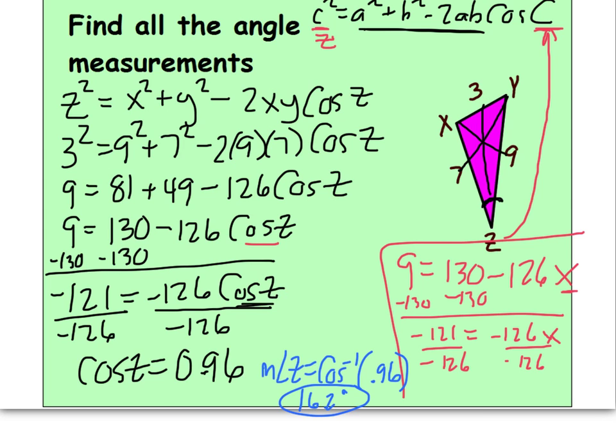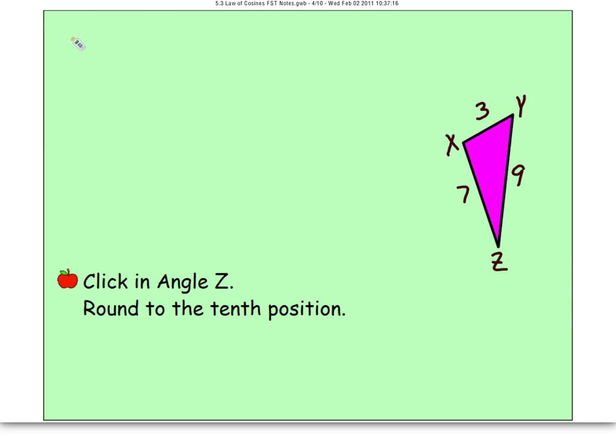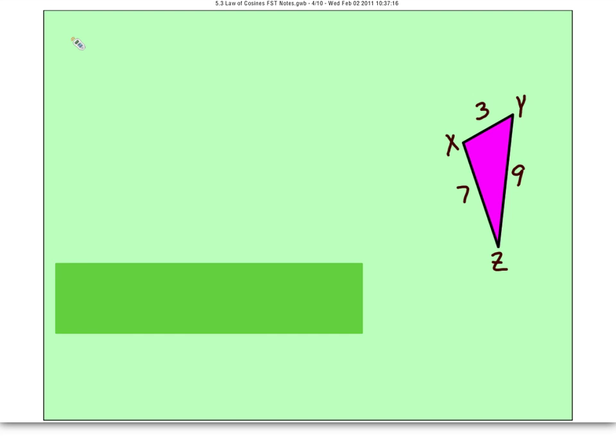So let's continue on to the next slide and find one of the other two missing angles. Now since we already found angle Z, let's fill that in. That was 16.2 degrees. So that means we're going to find x or y next. Let's find angle x.